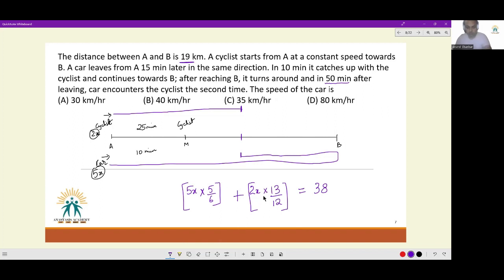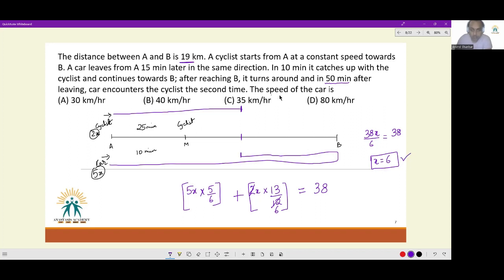This is what we are looking to solve. So this becomes 25/6 plus 13/6. So I get 38x by 6 is equal to 38, or x is equal to 6.